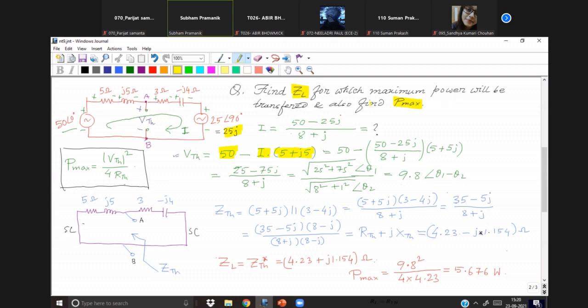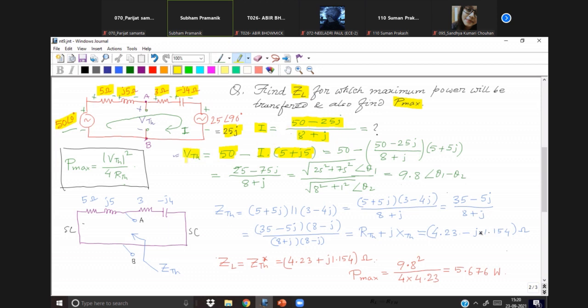So I found that current, current I. What is that current? 50 minus 25J, that is the total voltage here, divided by the total impedance, 5 plus J5 plus 3 minus J4. So that makes it 8 plus J. The numerator is the voltage, 50 minus 25J. Hopefully there is no confusion regarding that.